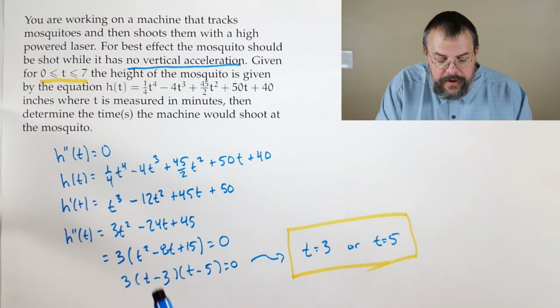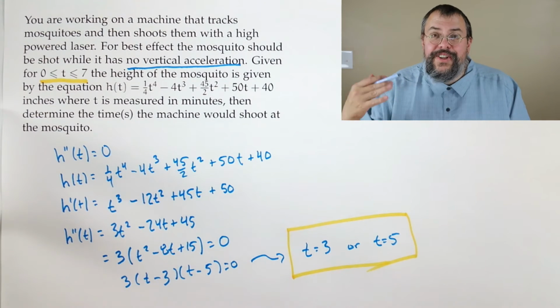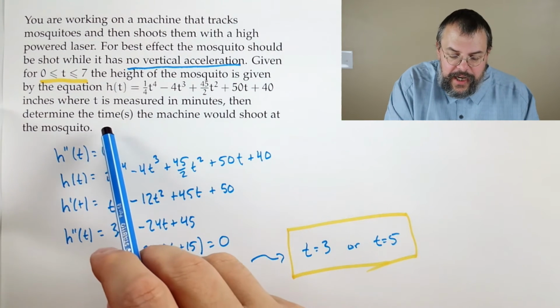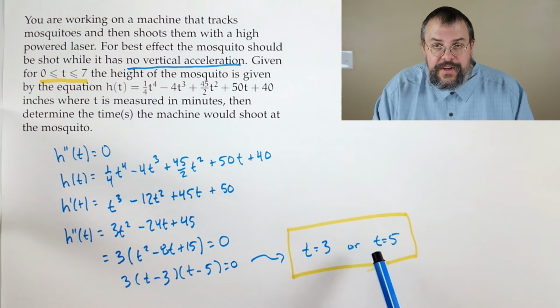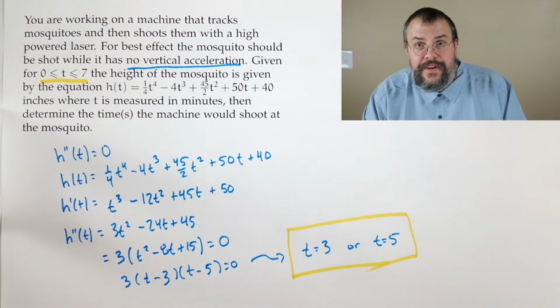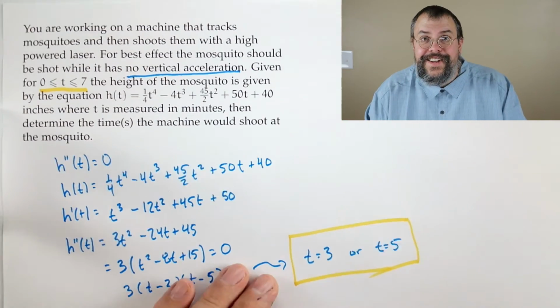All right, and remember, it's always good to check. Make sure that you answer it in the way that it asks you to answer it. So that's determine the times. Well, the times are time equals 3 or time equals 5. Good, so we did answer what was being asked for us. All right, good. On to the next one.